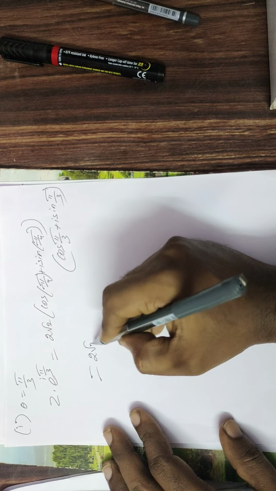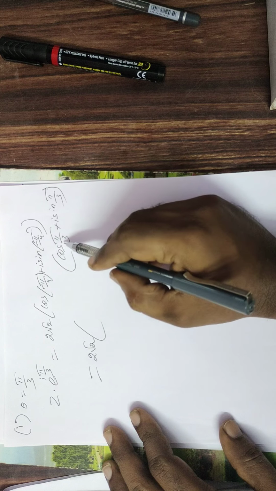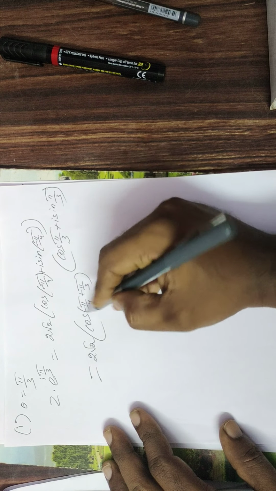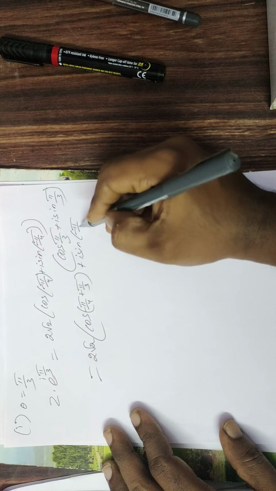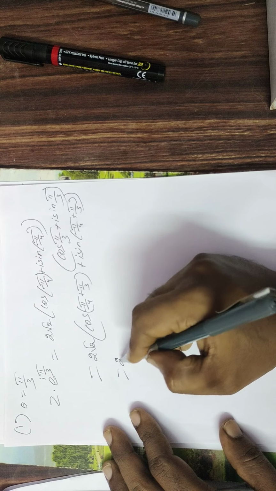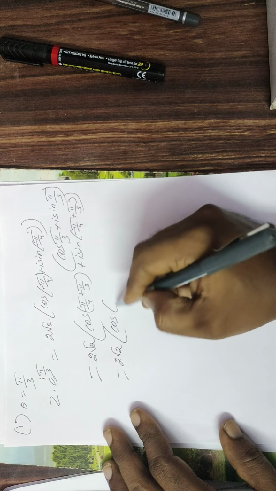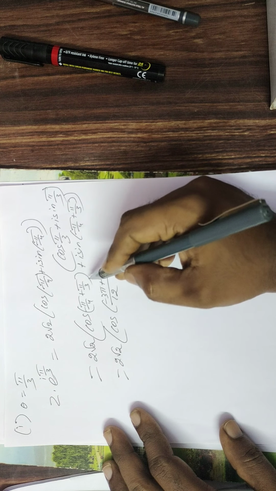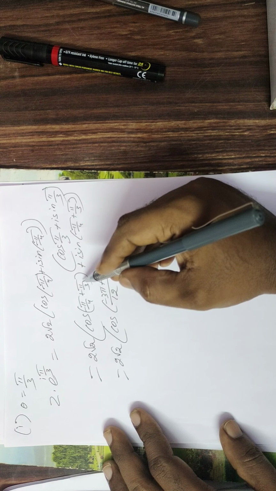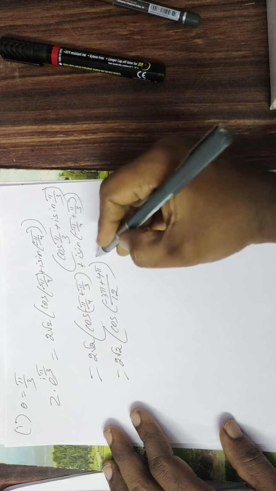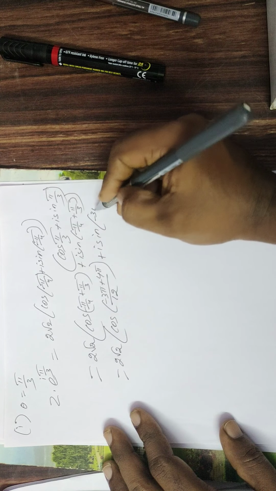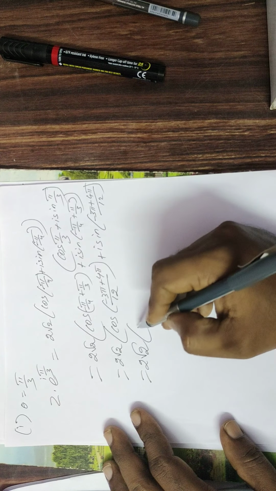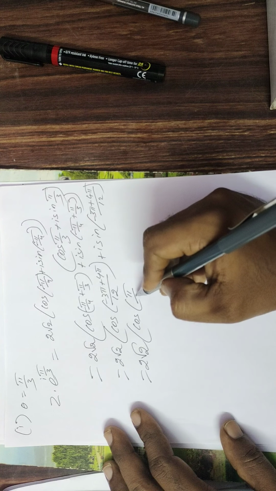That is equal to 2 root 2 into, here it is a product, so the angles we can add: cos of minus pi by 4 plus pi by 3 plus i into sin of minus pi by 4 plus pi by 3. That is equal to 2 root 2 into, LCM is 12, so we get cos of minus 3 pi plus 4 pi divided by 12, plus i into sin of minus 3 pi plus 4 pi divided by 12. So that is equal to 2 root 2 into cos of pi by 12, am I right?